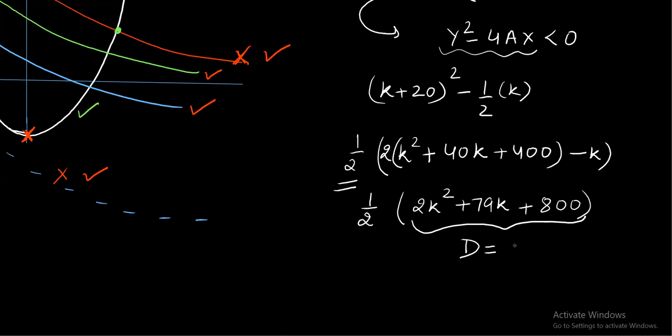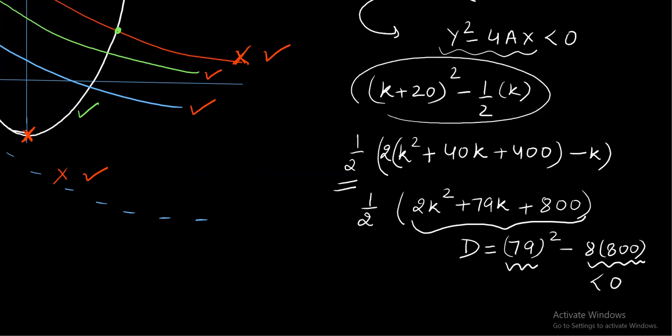When I calculated discriminant d, it turns out to be 79 ka square, right, minus 4ac. Minus 4ac means 8 multiplied by 800. You can easily check that this quantity is turning out to be negative because ye 79 ka square and it is 80 ka square that we are going to get. So the quantity is negative. It clearly indicates that here the expression, which expression we are talking about, the expression that we have calculated here is always positive. Ye always positive hai.